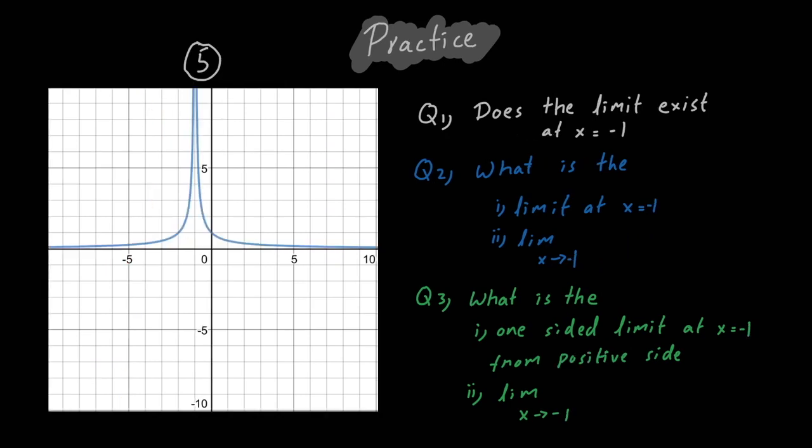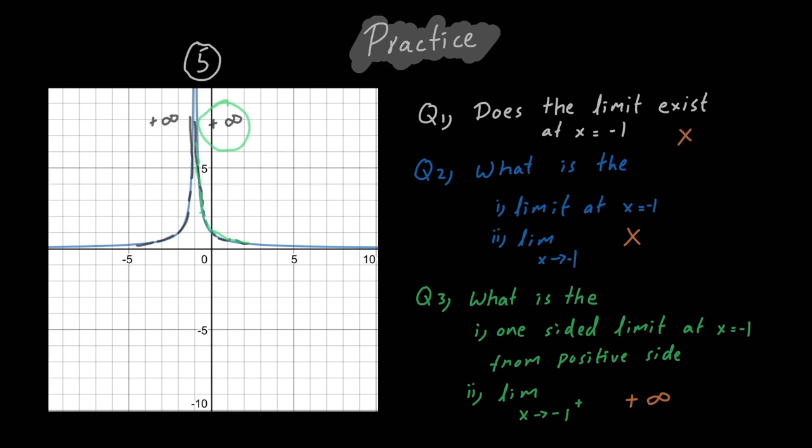Final question. Does the limit exist at x is equal to minus 1? We can see if we approach from the negative side, it is reaching positive infinity. If we approach from the positive side, it is reaching positive infinity, but infinity is not a finite number. Hence, the limit does not exist. Question 2. The limit does not exist. What is the limit as x approaches negative 1 from the positive side? We have already seen that if we approach from the positive side, it is reaching positive infinity. Hence, the answer is positive infinity.